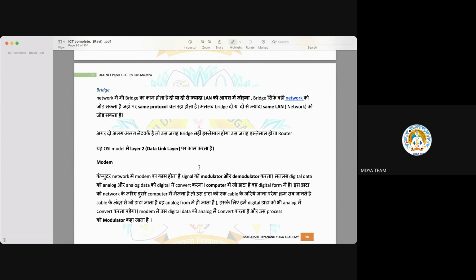If the organization is having an area of 2, 3, 4 kilometers, so there are 2, 3, 4 buildings. So there are different LANs in a building. So you can communicate with each other through using this network, which is called bridge.